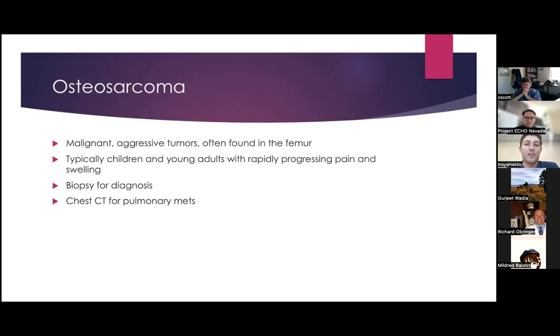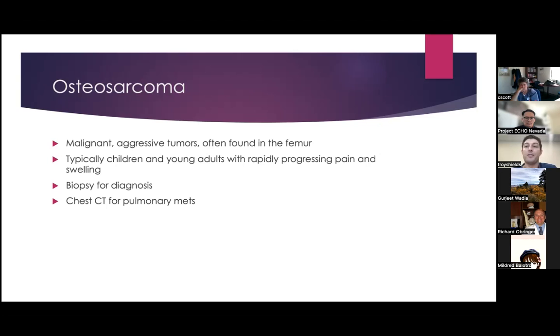Osteosarcoma. Again, Dr. Scott, you were talking about your patient population. This is probably the one you're going to see the bad ones of more often than not. So, malignant aggressive tumors, they're often found in the femur, typically children and young adults with rapidly progressing pain and swelling. The reason for that is there tends to be a soft tissue mass component over the top of the bony component as well. Biopsy is the standard for diagnosis.